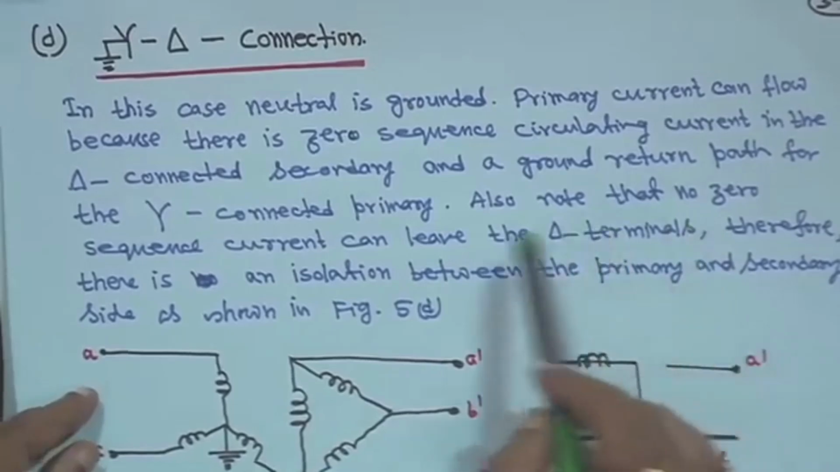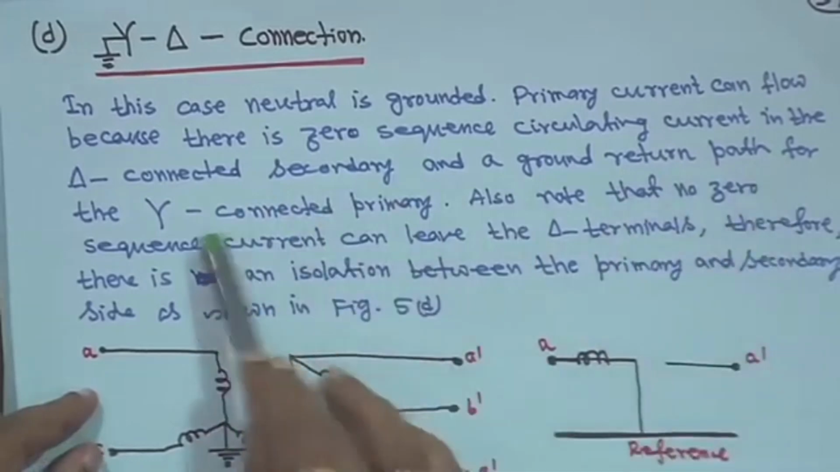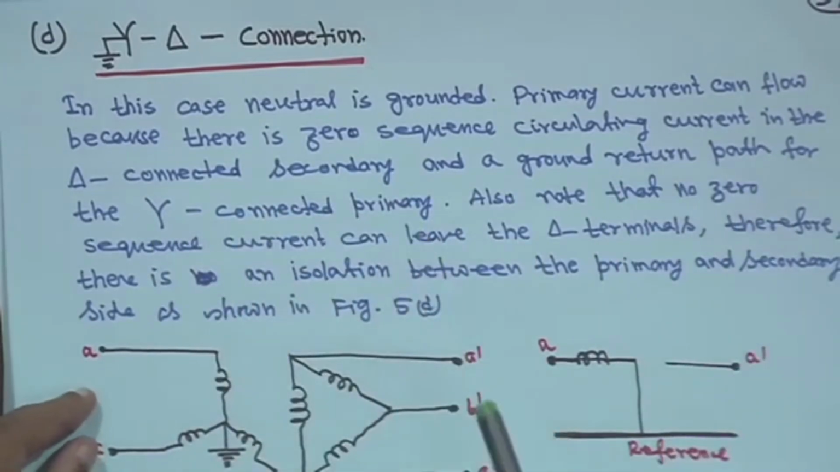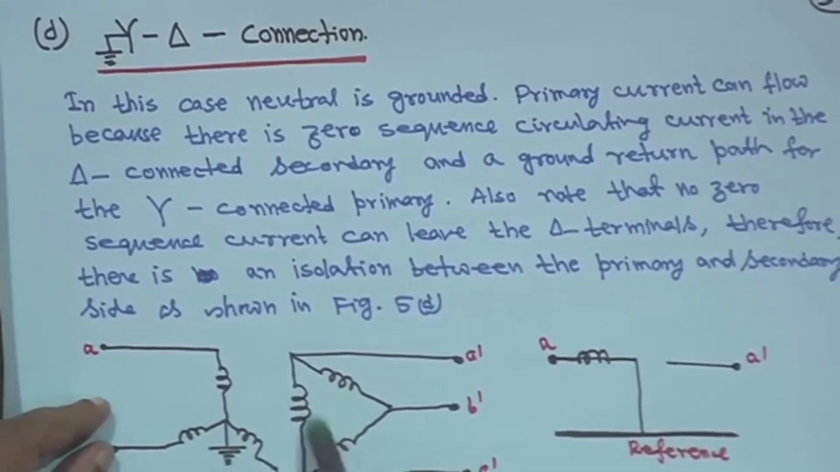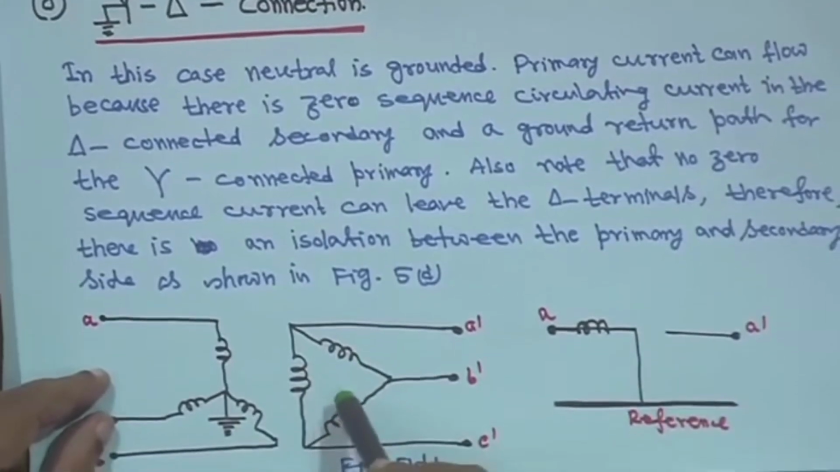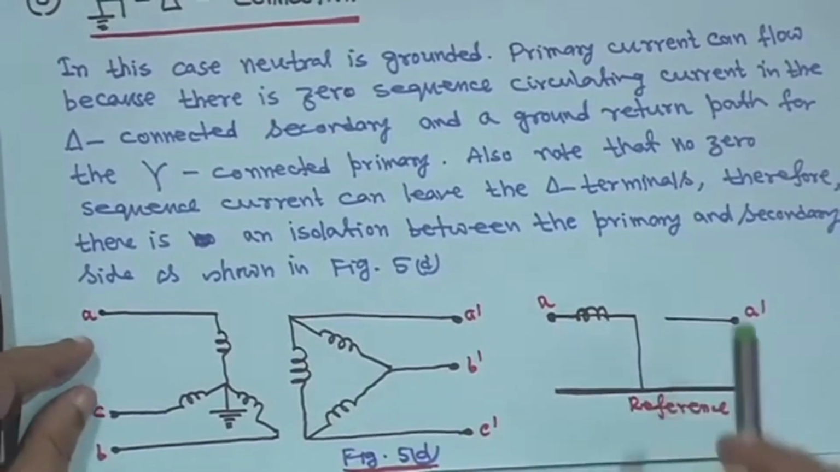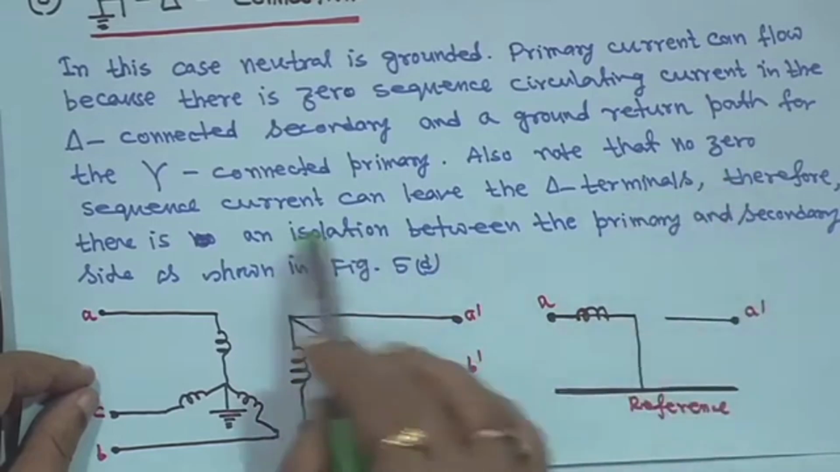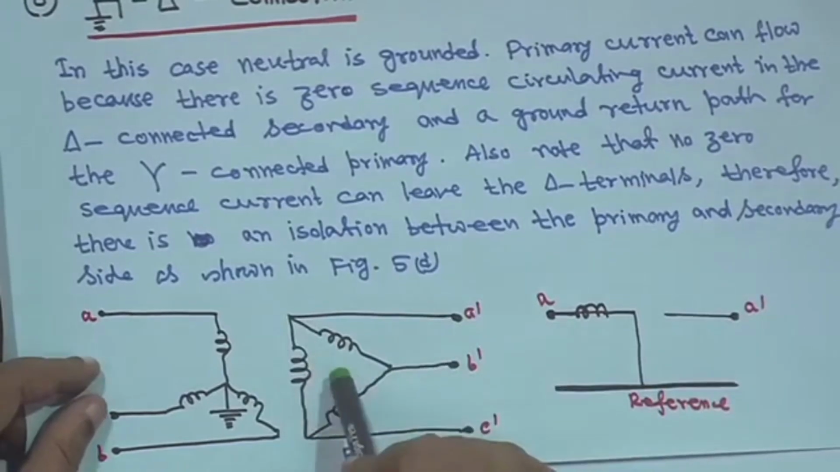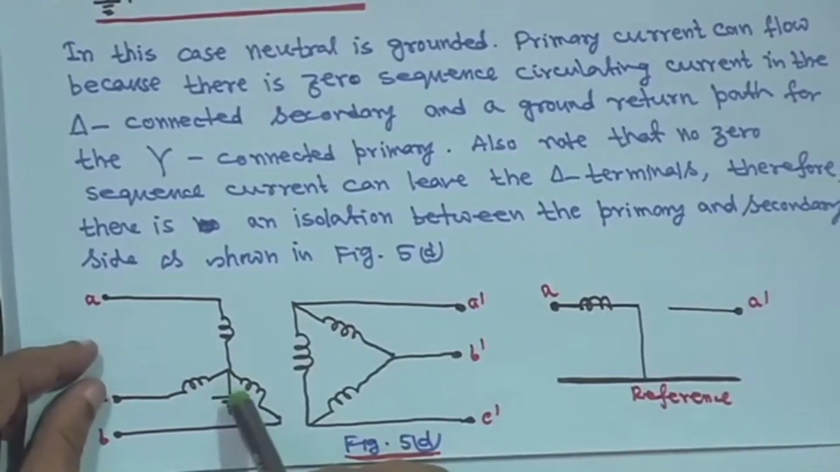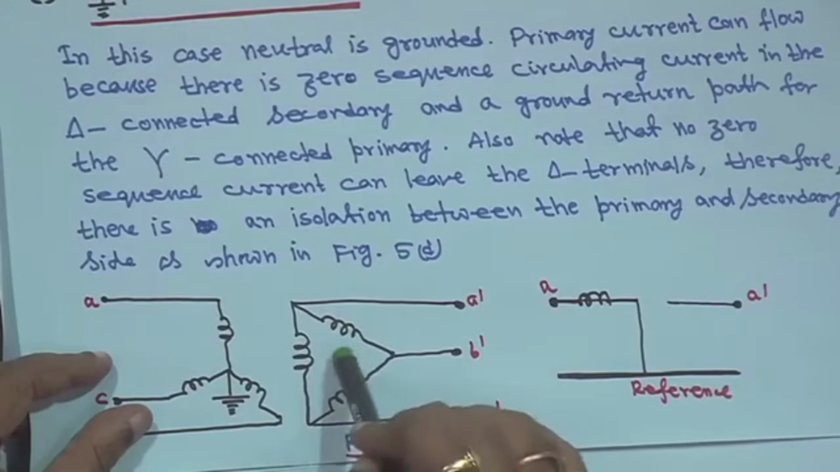So, in this case there is a zero sequence circulating current in the delta connected secondary and a ground return path for the star connected primary. That means your neutral is grounded on this primary side, so this current can flow because there will be a circulating current inside the delta, right. Also note that no zero sequence current can leave the delta terminal, because it is a circulating current. So, zero sequence current can flow if the neutral is grounded on the primary side, because the circulating zero sequence current is there in delta.